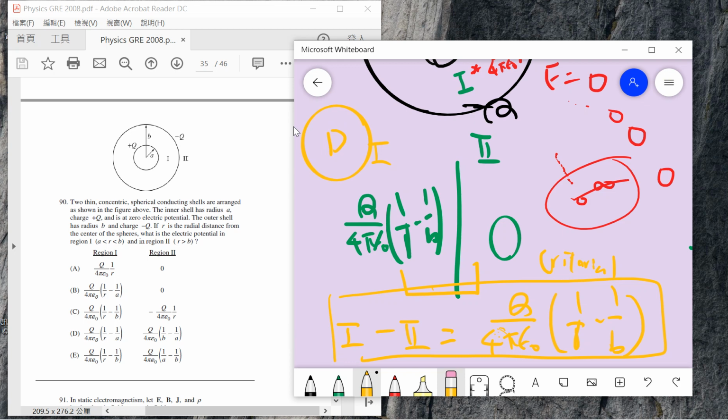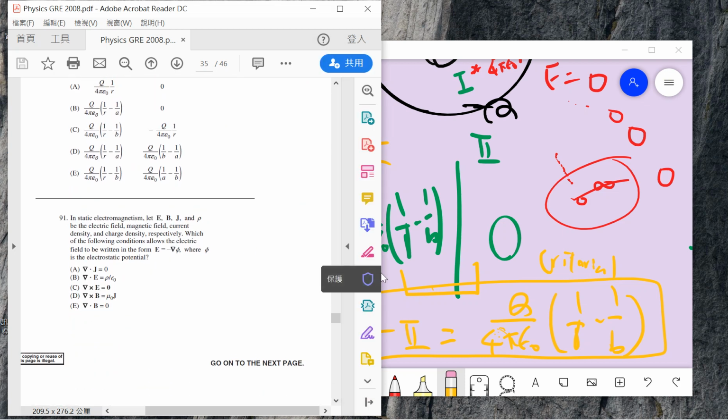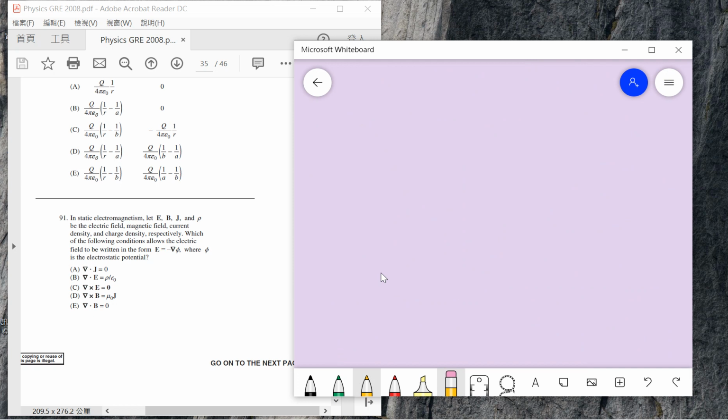This problem is tricky, because usually I will set the infinitely far away point to have potential 0, and do the integration from the second region to the first region. But in this problem, it did not tell you which point. So the only thing you can know is to use the first minus the second. The potential difference must be constant to get the answer. So this problem is quite difficult, or quite tricky.